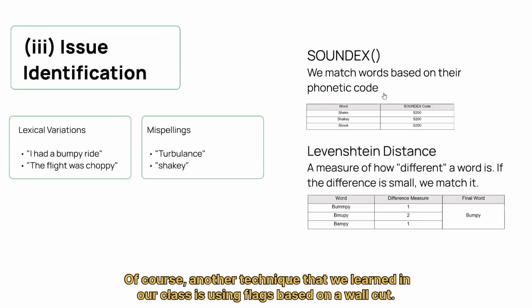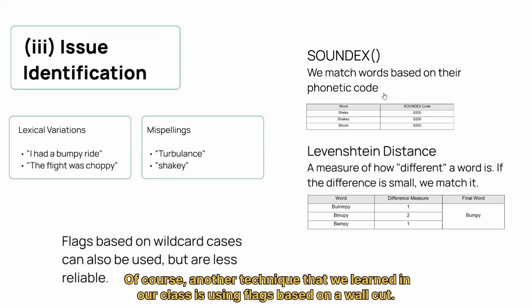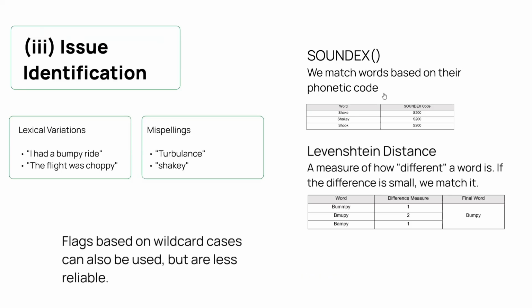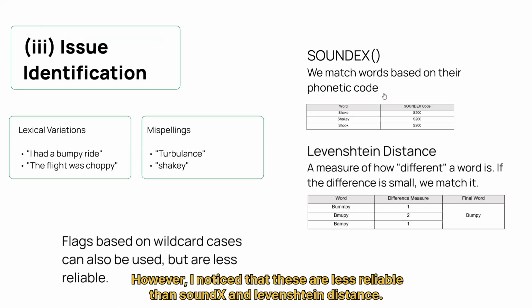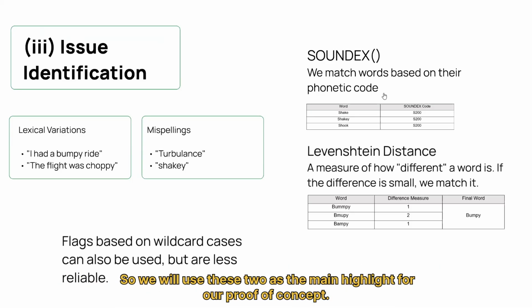Of course, another technique that we learned in our class is using flags based on wildcards. Create a case where this wildcard fits this requirement. And this is actually used in our MongoDB instance, as MongoDB doesn't have the SoundX or Levenshtein distance functions inbuilt. However, I noticed that these are less reliable than the SoundX and Levenshtein distance. So we will use these 2 as the main highlight for our proof of concept.